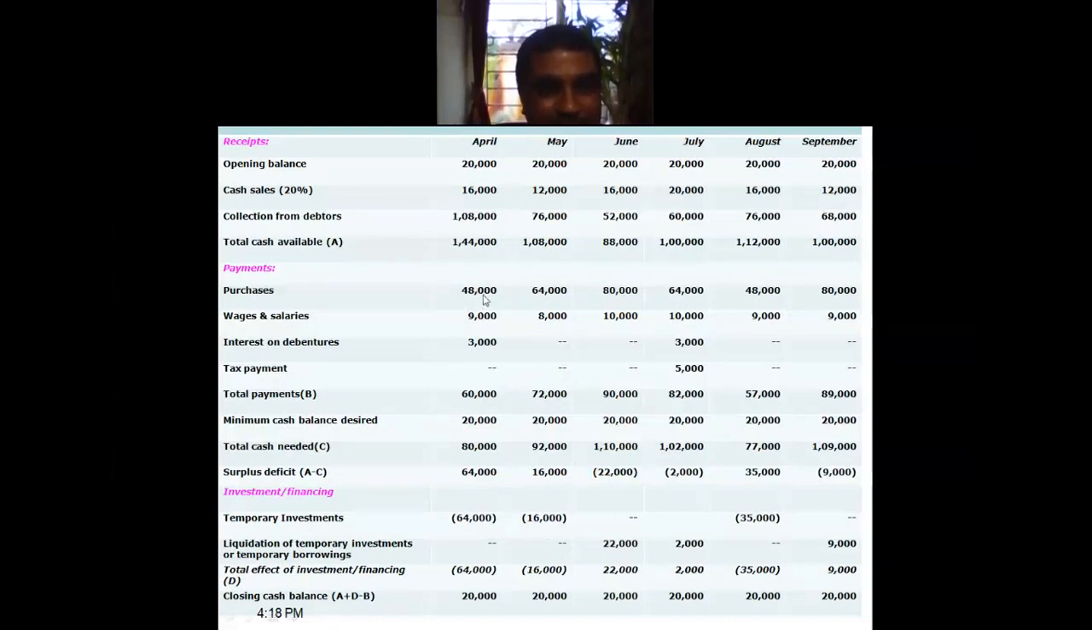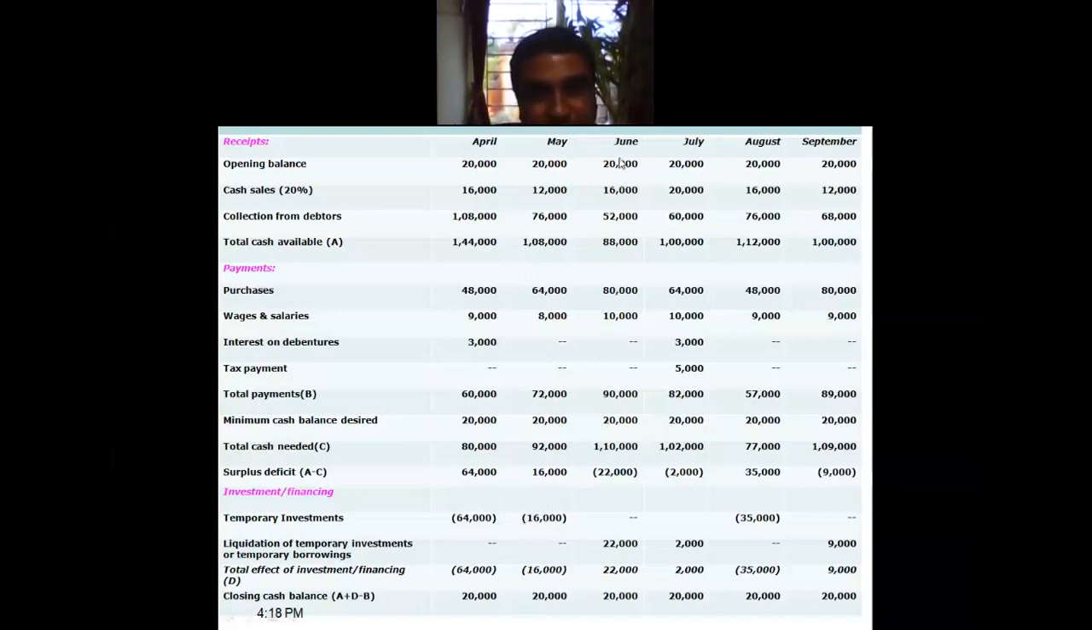Then purchases, 80% of that, you can find out. Salary and wages, all these expenditures you can find out. Now you see the total, there is a surplus or deficit you can calculate here. This is surplus. If it is surplus, make it a temporary investment. The question says there will always be a closing balance of 20,000. So keep 20,000 rupees as the closing balance. And next month again 20,000 will be my opening balance. Then all the sales inflows, then payments, then again you make a temporary investment, keeping 20,000 as balance.